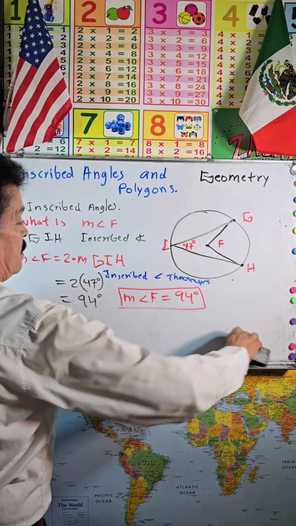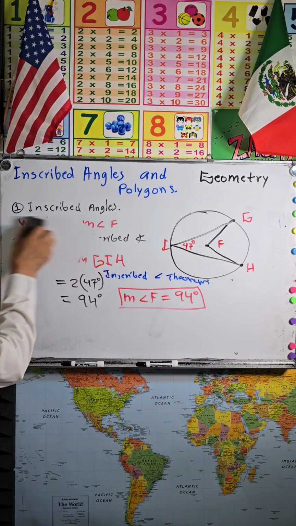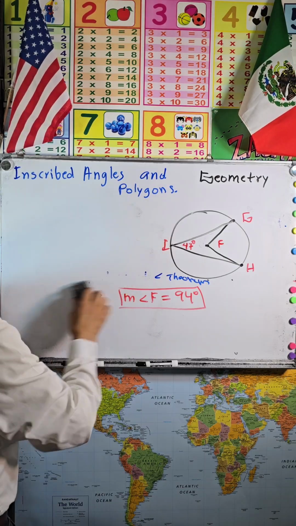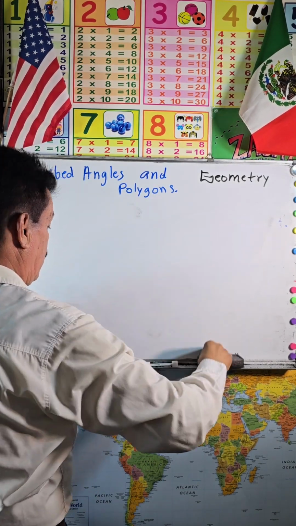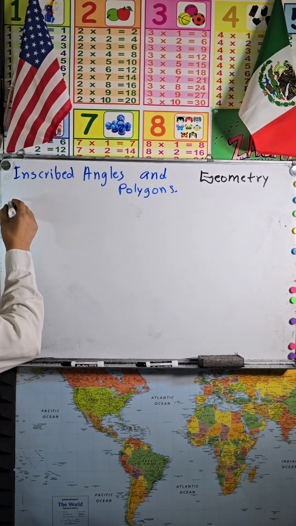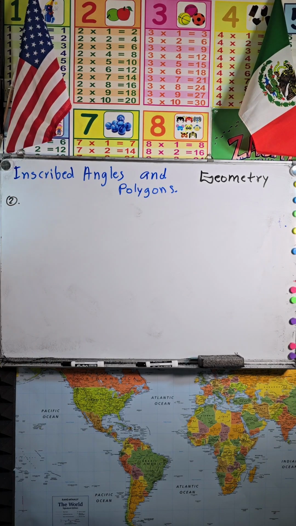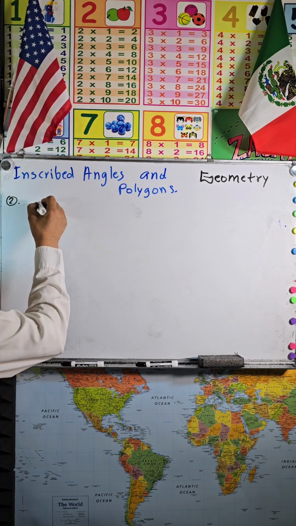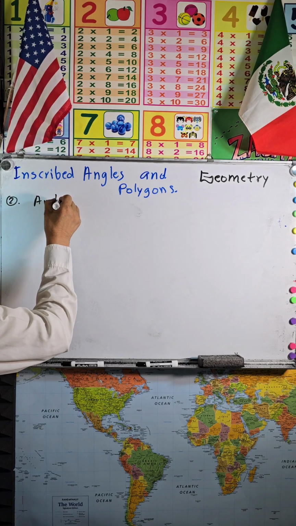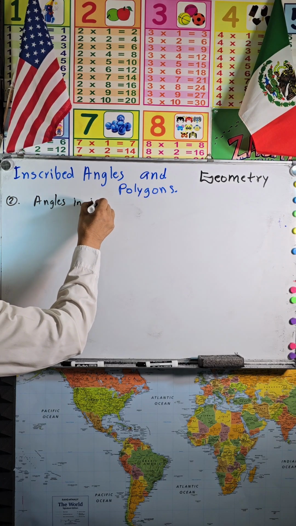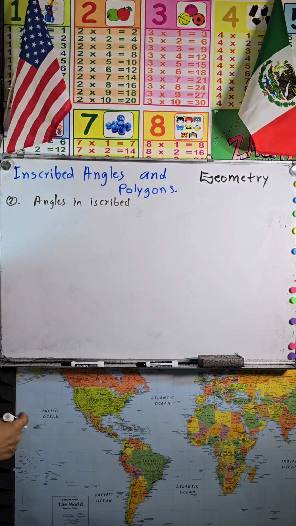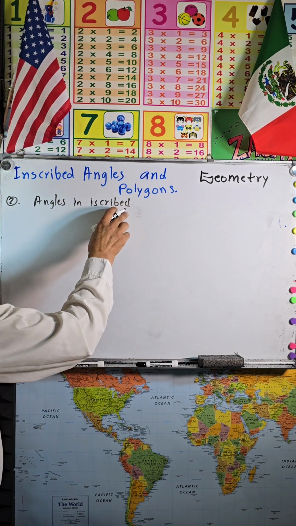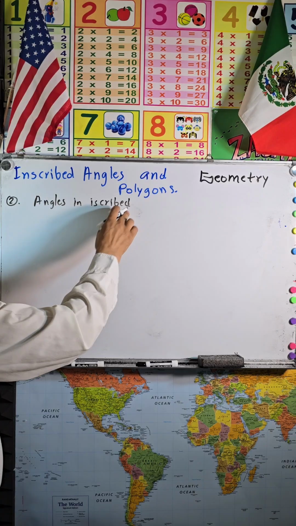Okay. So now let me go to section number 2. Let's write angles in inscribed right triangles.